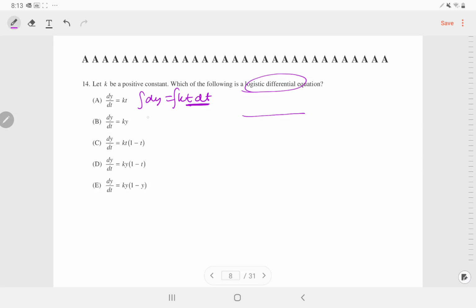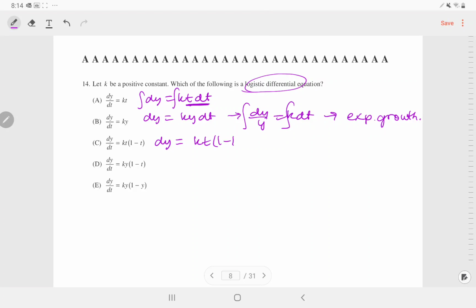This one, if you multiplied, you'd get ky dt. See how those are the wrong letters? So you would have to change that to dy over y equals k dt. And I don't know if you recognize that one, but that one is our exponential growth and decay. If you don't, you could keep going and integrate both sides. This one is dy equals kt(1 minus t) dt.